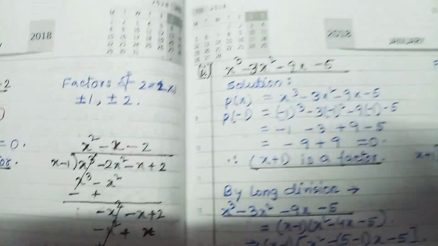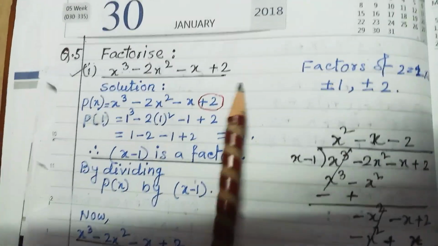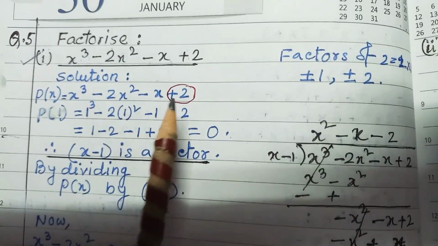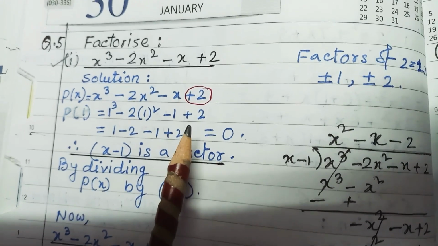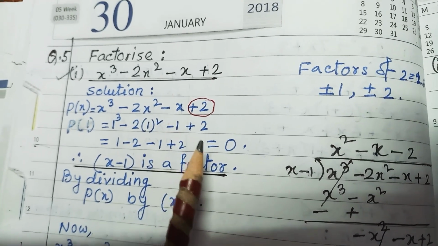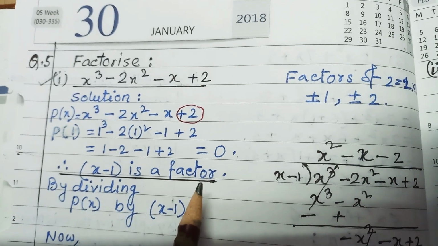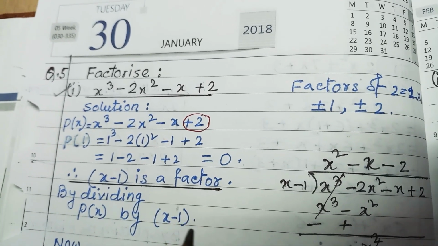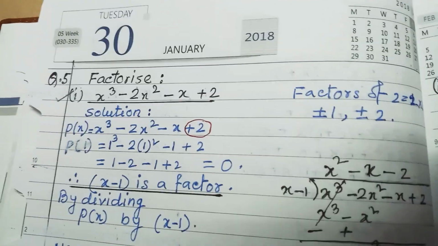Factorization has been given with 4 terms. For 3 terms you have to do middle term splitting, but for 4 terms there are 2 methods: the factorization method, and the factor theorem and remainder theorem. Now this one is by the remainder theorem.